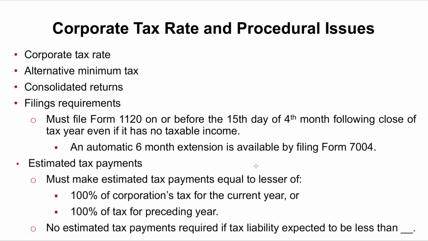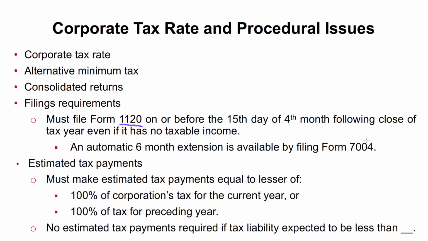Filing requirements. We've talked about this throughout this presentation, but let's continue to talk about it. So again, C corporations file Form 1120. It's due on the 15th day of the fourth month following the close of the tax year, even if no taxable income. Now check that date because in the future it might change. It's changed in the past. So for example, a calendar year corporation would have to file by April 15th of the next year. Okay? Now, an automatic extension of 6 months is available through Form 7004.